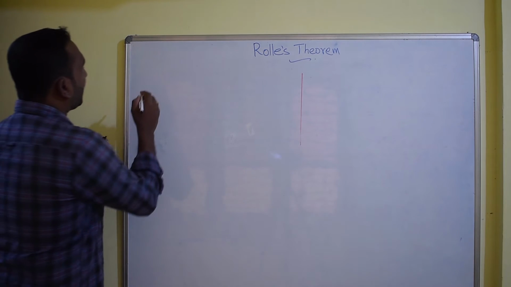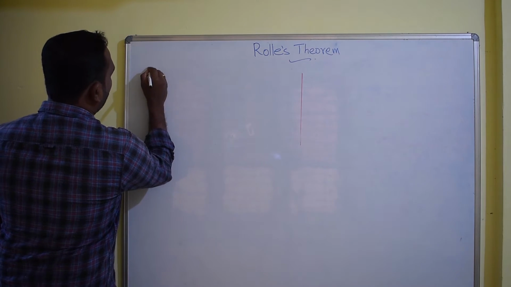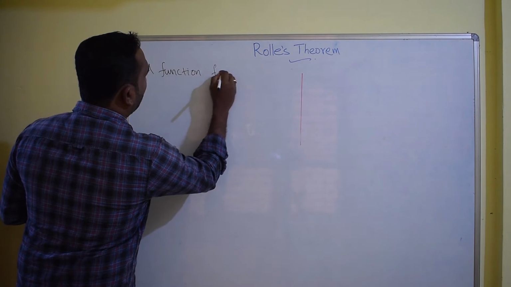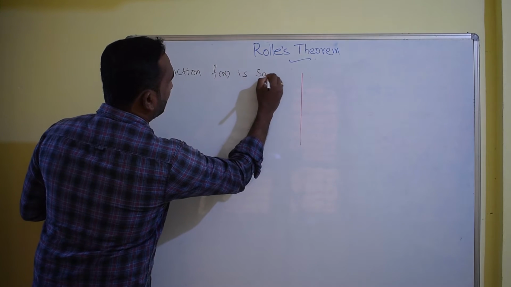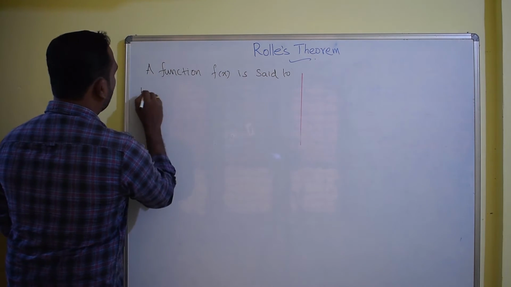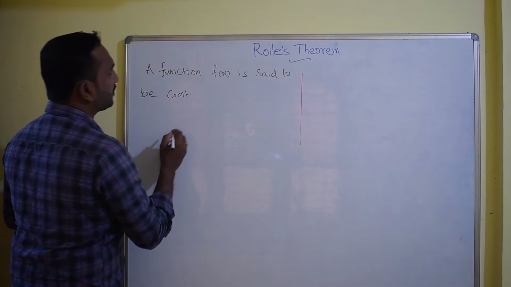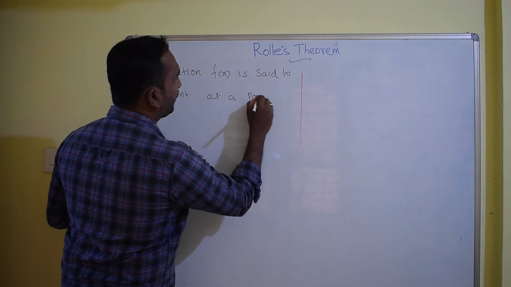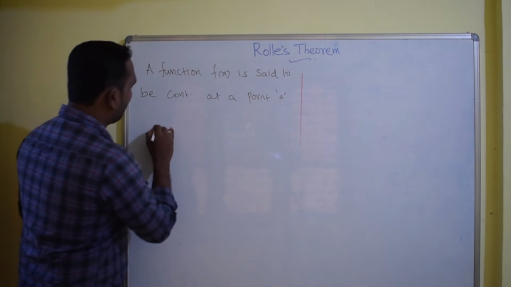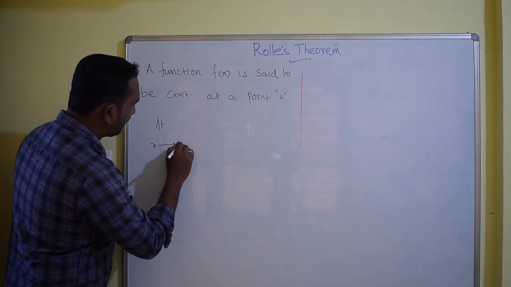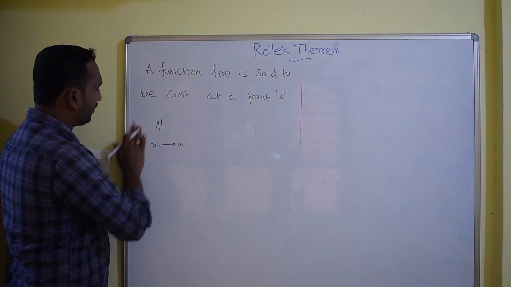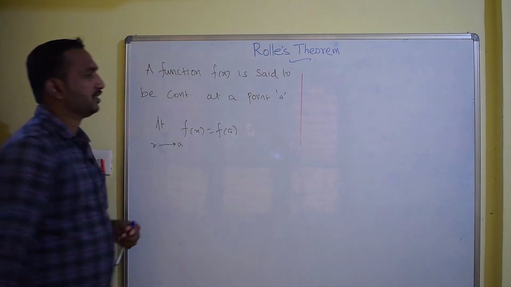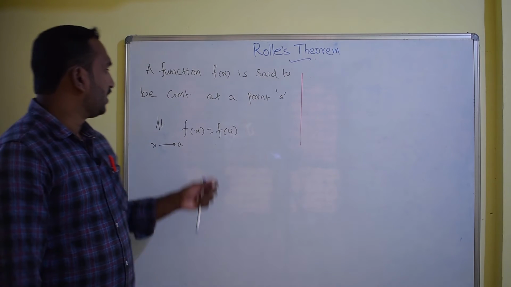A function f of x is said to be continuous at a point a, if the limit as x tends to a of f of x is equal to f of a. So this is the definition of a continuous function.